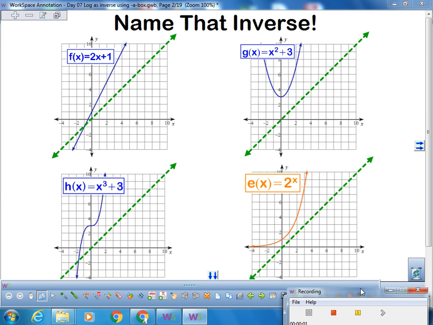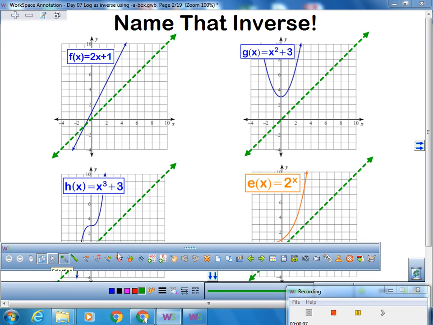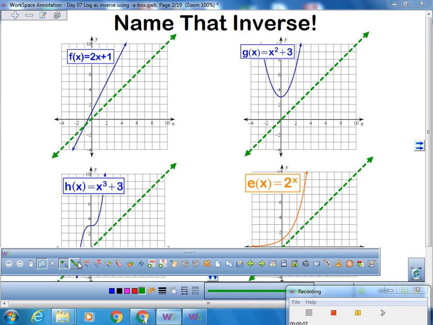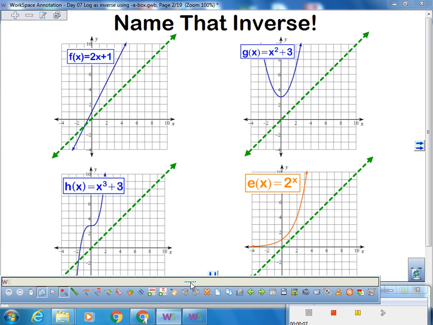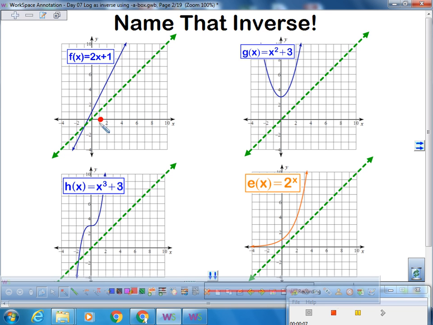So let's start talking about inverses. What's the inverse of a line? Another line, right? And we've learned before that all we have to do is transpose the points. Correct? So if I have (0, 1), then it's going to be (1, 0). Let's pick another point. How about (4, 9)? Then it would be (9, 4). 1, 2, 3, 4. Remember that?